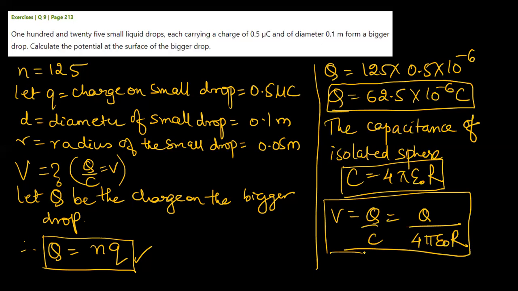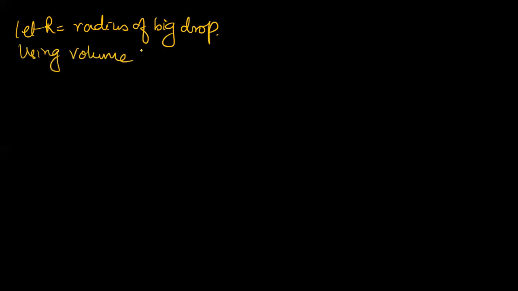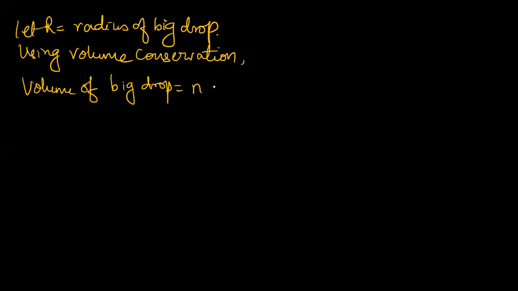Now Q value I have got, and 4 pi epsilon naught value I know. Capital R value I have to find out. To find the radius of the big drop, let capital R be the radius of the big drop. Now using volume conservation, the volume of the big drop should be equal to n times the volume of the small drop.